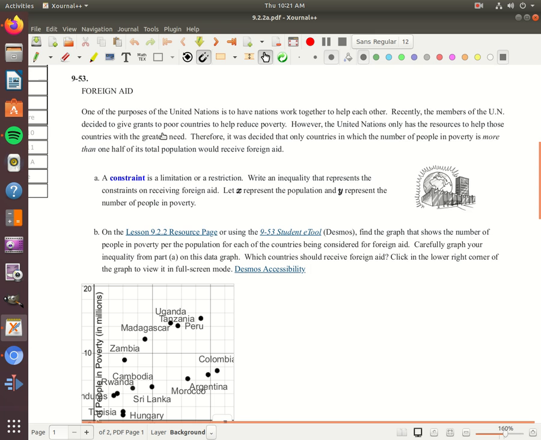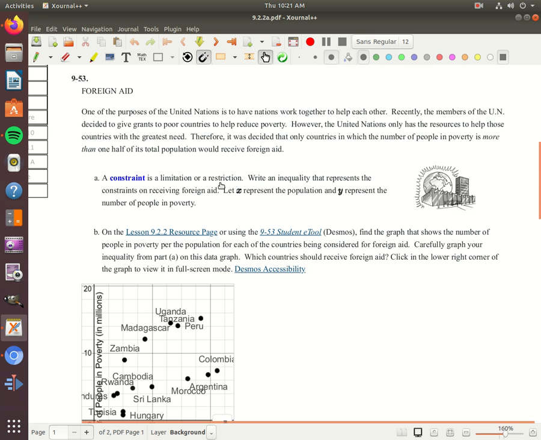So foreign aid: one of the purposes of the United Nations is to have nations work together to help each other. Recently, the members of the UN decided to give grants to poor countries to help reduce poverty. However, the United Nations only has the resources to help those countries with the greatest need. Therefore, it was decided that only countries in which the number of people in poverty is more than half of the population would receive foreign aid.